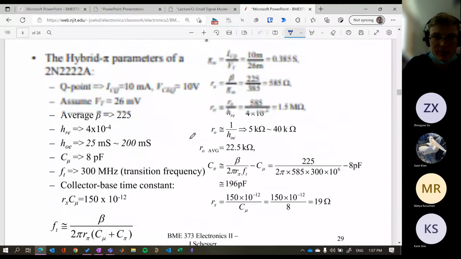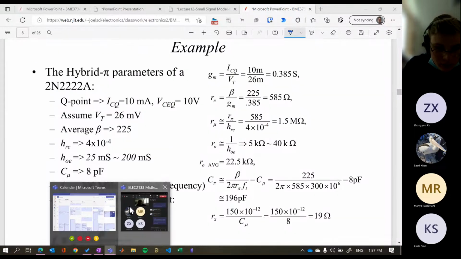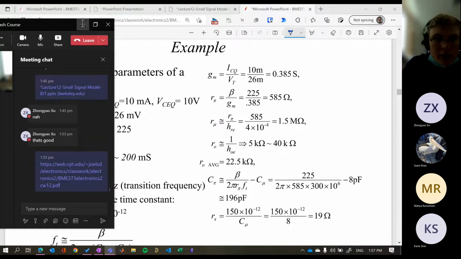Here are some calculations if you're interested in those. I'm pretty sure I sent this into the chat, right? Yeah. Excellent.